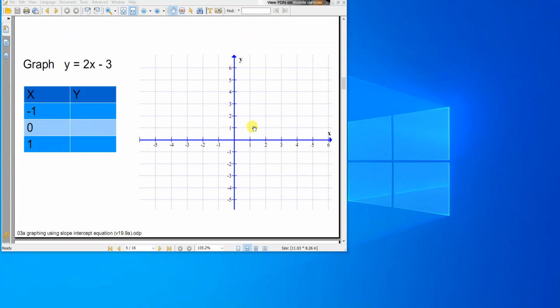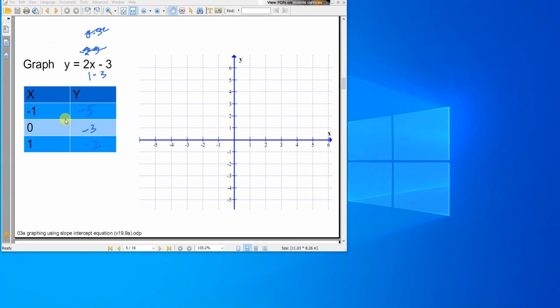All right. So I've got this table of values, and I can fill it in using the function. This is something we did, I think, 2 lessons ago. So if I plug in a -1, 2 times -1 is -2, minus 3 is -5. Let's plug in a 0. 2 times 0 is 0, minus 3 is -3. Let's plug in a 1. 2 times 1 is 2, minus 3 is -1.